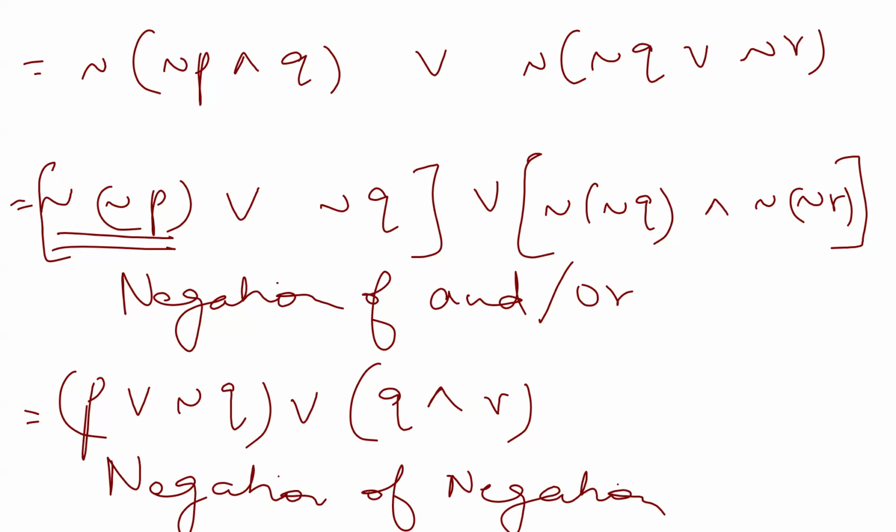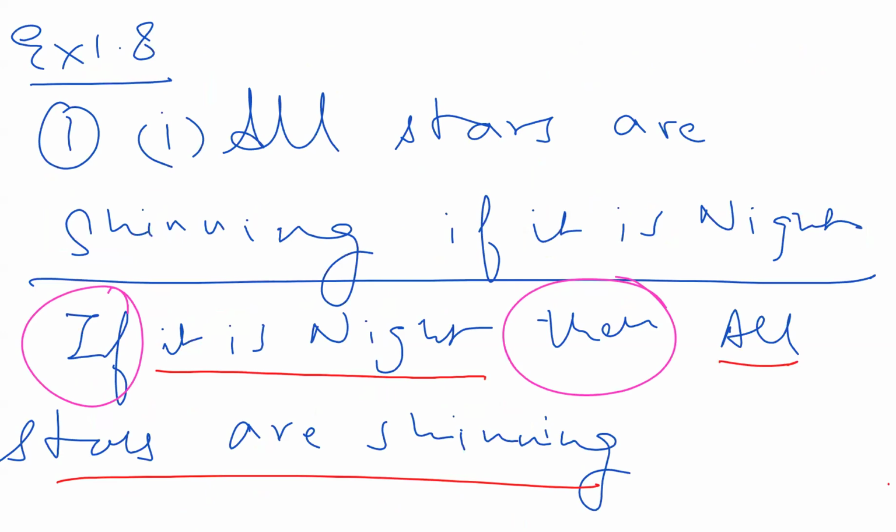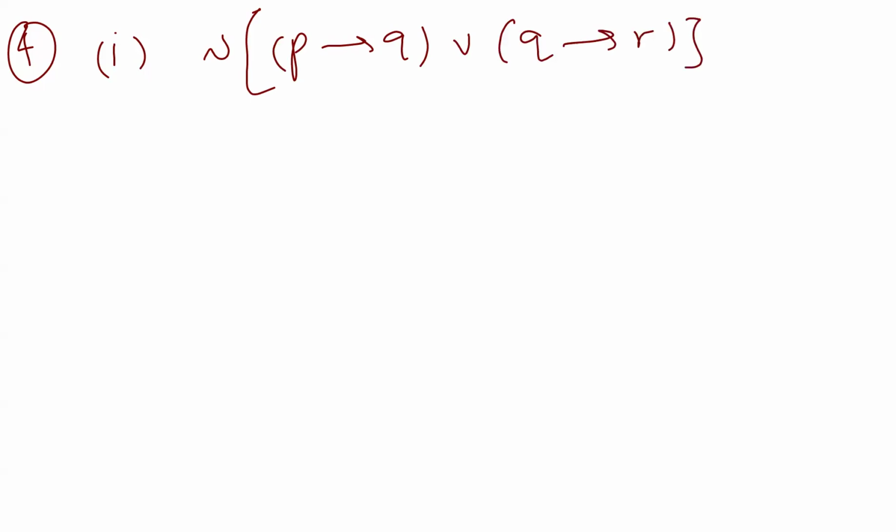Question number 4, sub question 1. So they are asking you negation of this. Let this be A, let this be B. First round bracket is A, second round bracket is B.